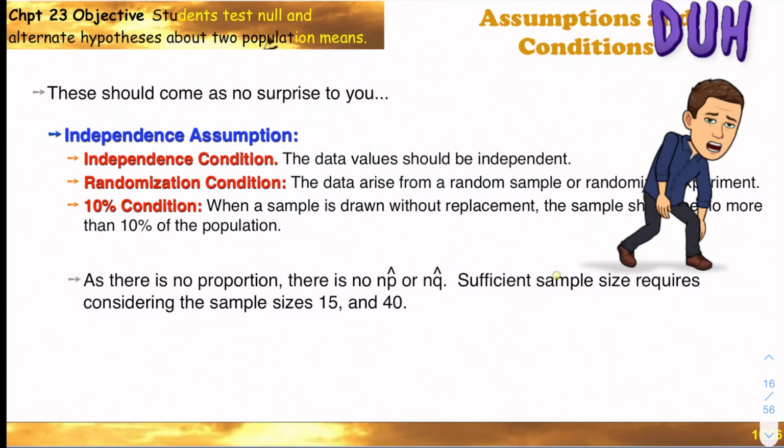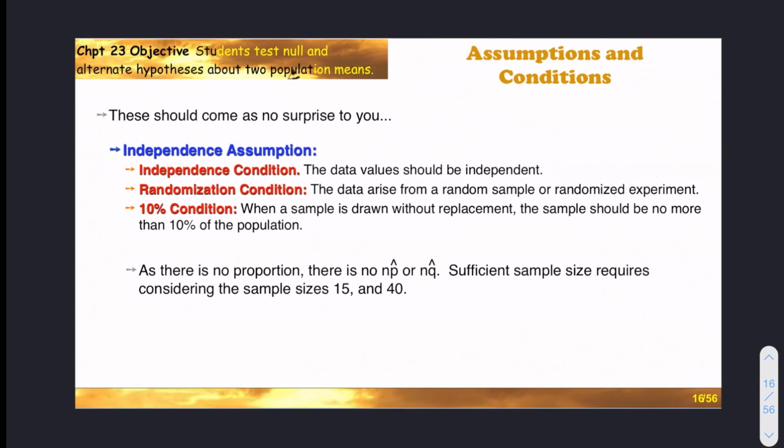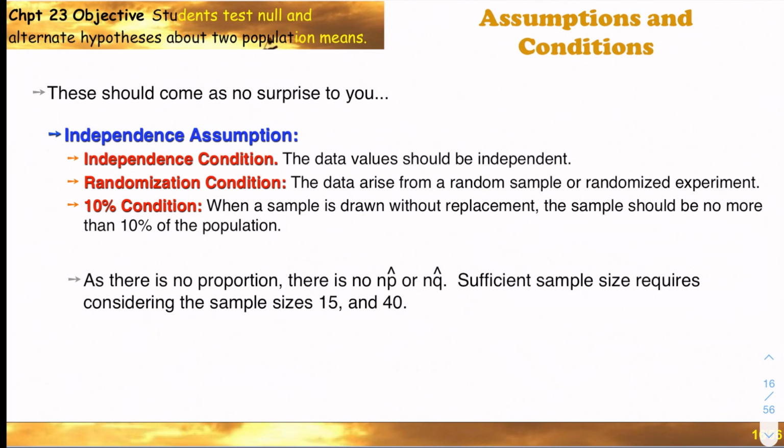So what else do we check? The independence assumption. So independence condition, the data values should be independent. Randomness condition, the data arise from a random sample or randomized experimentation. And then the 10% condition, which allows for without replacement. When a sample is drawn without replacement, the sample should be no more than 10% of the population. Now, the one other check that we looked for is np and nq with proportions.